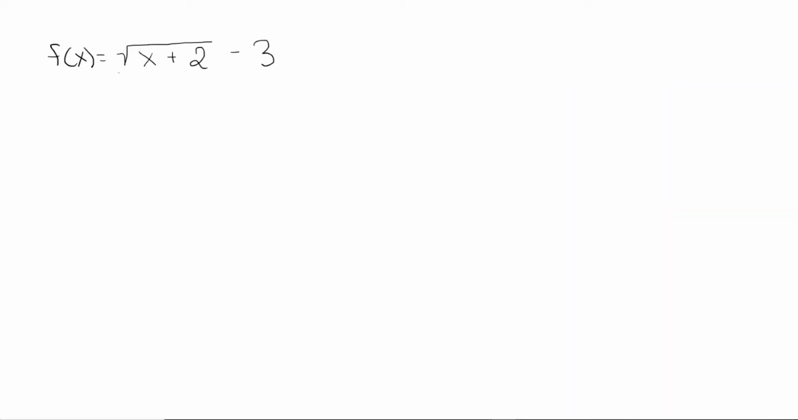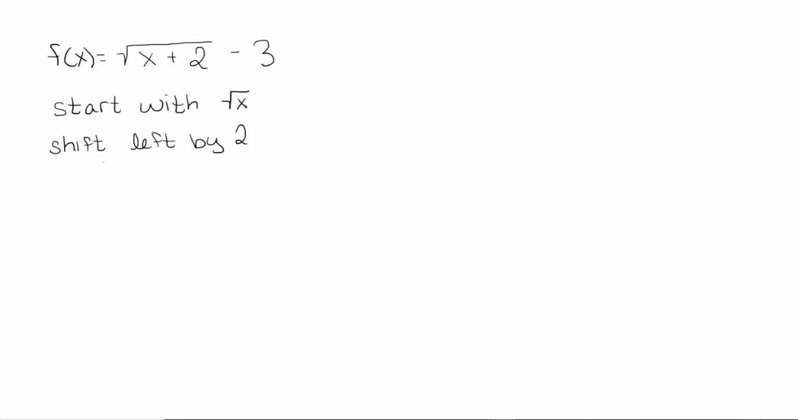Let's look at f of x equal to the square root of x plus 2 minus 3. In this case, the graph we're going to start with is going to be the graph of the square root of x. The first thing I do to this x is add 2 according to my order of operations. In adding 2 to an x is going to shift my graph left by 2 units.